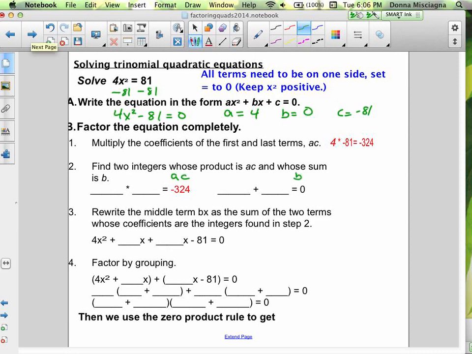Well, the only way you're going to get two numbers to multiply to something and add to 0 is if they are opposites. So when we're factoring, if that b is 0, that product has to be the product of two numbers that are exactly the same except for their sign, and their sum is going to be 0. 324 is a perfect square.